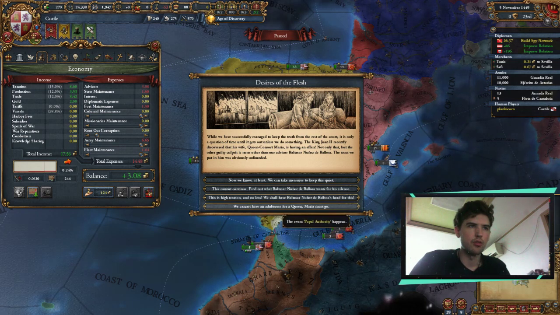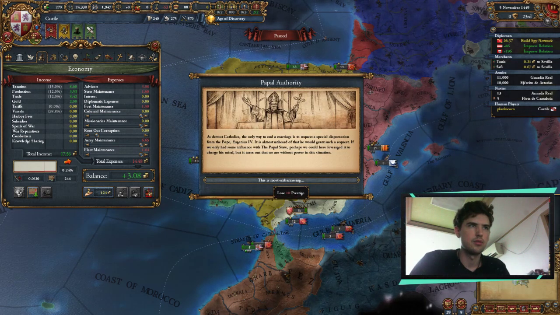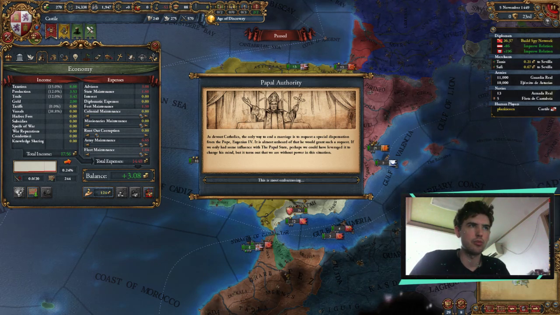We cannot have an adulteress for a queen. Maria must go. Do that. As devout Catholics, the only way to end a marriage is to request a special dispensation from the Pope. It is almost unheard of that he would grant such a request. If we only had some influence with the papal state, perhaps we could have leveraged it to change his mind, but it turns out we are without power in this situation.